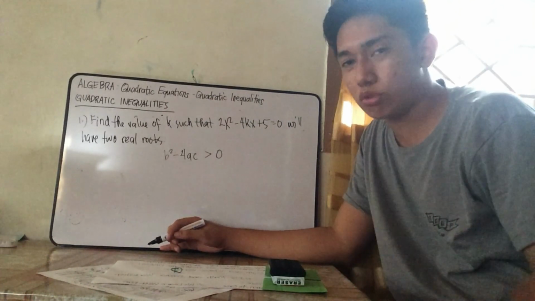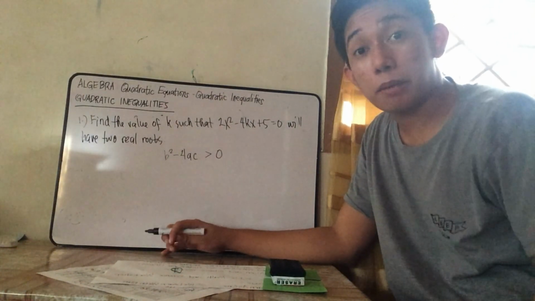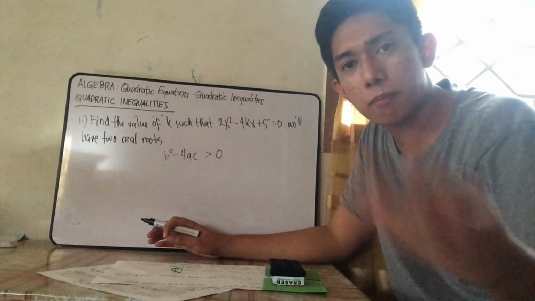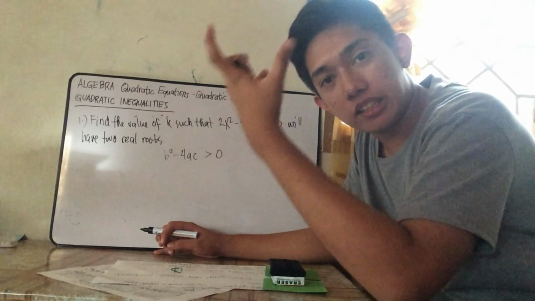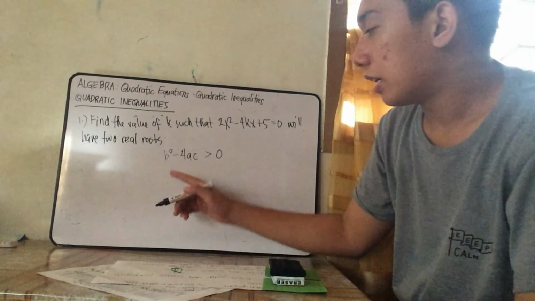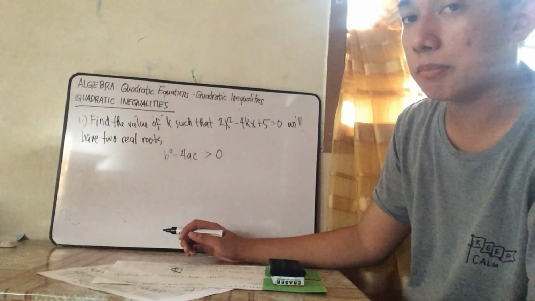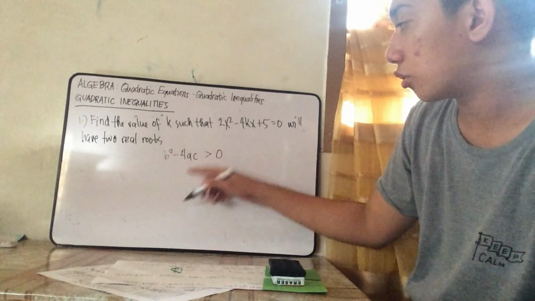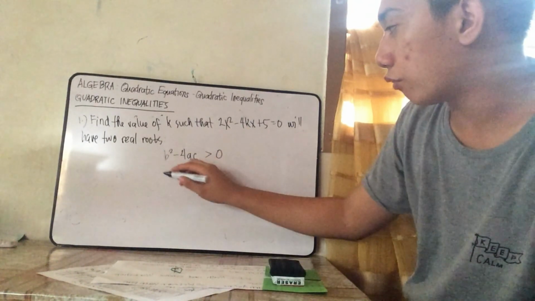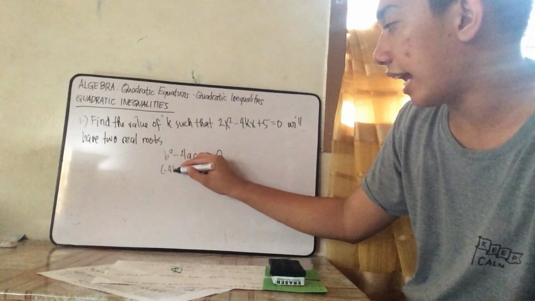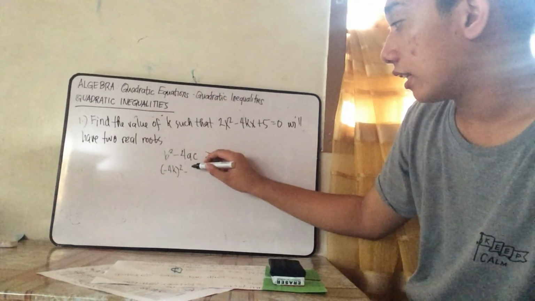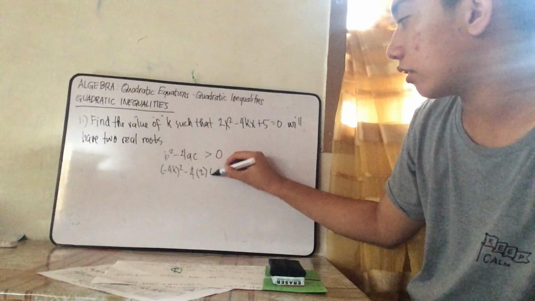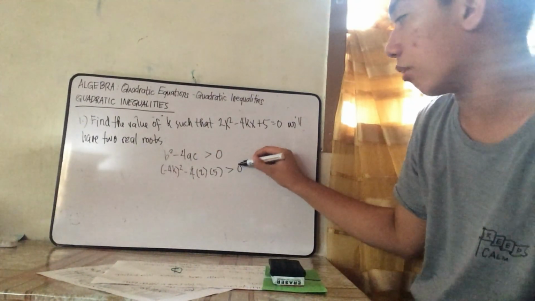Pero this time, hindi lang muna kasi number problem to eh. Pero pag applications na tayo using distance problems, geometry problems, we will use given required solution. So in this case, we will use the formula for the discriminant and we plug in the numbers. So, ang b natin is negative 4k, so this will become negative 4k squared minus 4 times 2 times 5 is greater than 0.